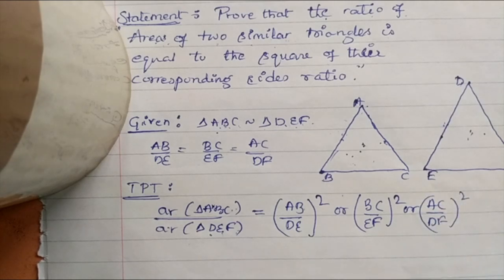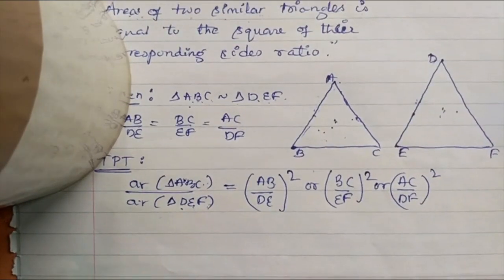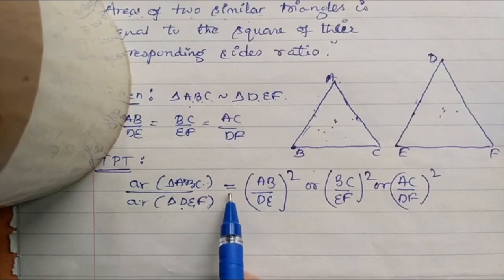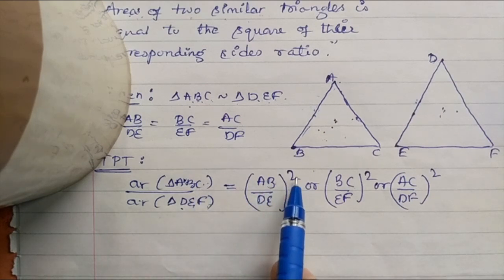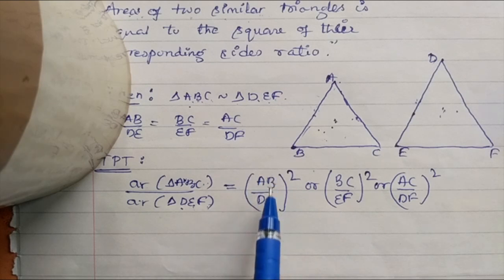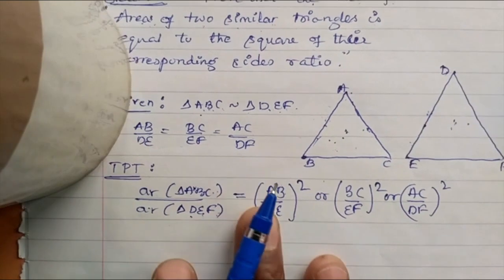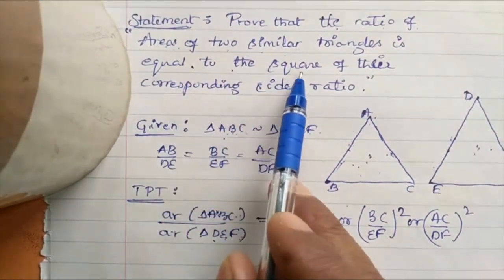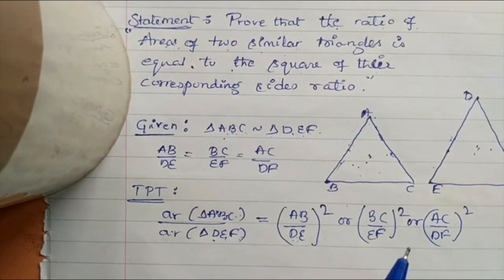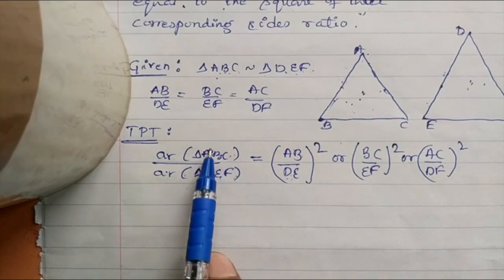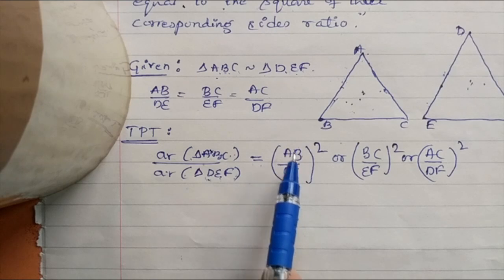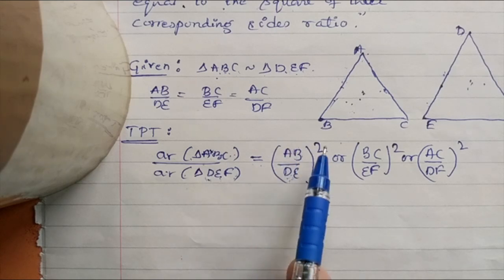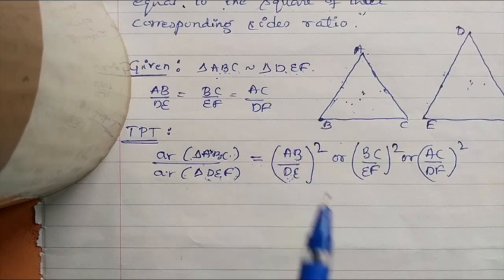So this is our main proof. The ratio of the areas of two similar triangles is always equal to the square of their corresponding sides. AB and DE are what? Corresponding sides. Corresponding sides square. The ratio is equal to the square of their corresponding sides. This we need to prove. The ratio of areas of both the similar triangles is equal to AB by DE, the corresponding sides ratio, squared.